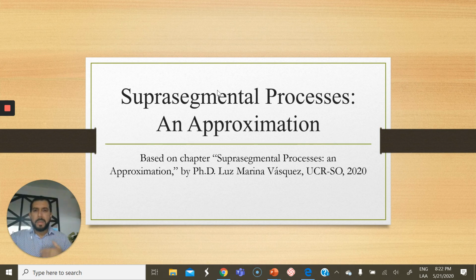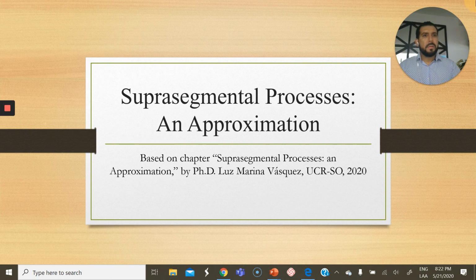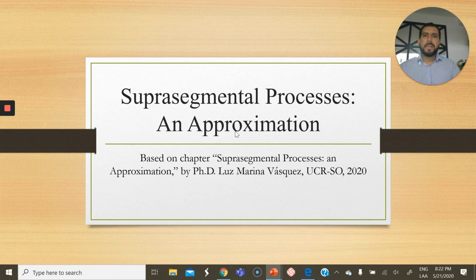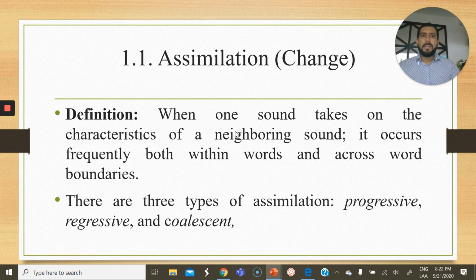And here we're talking about how some segments become assimilated in connected speech, how you delete certain segments when you're speaking fluently, and also how some vowels and consonants become neutralized, and so on and so forth. I'm going to move my camera to the right here, and let's dive in. The first suprasegmental process we're going to study is assimilation, which is simply a change.